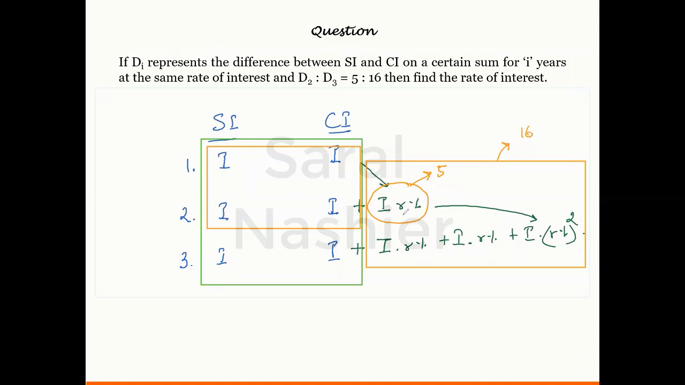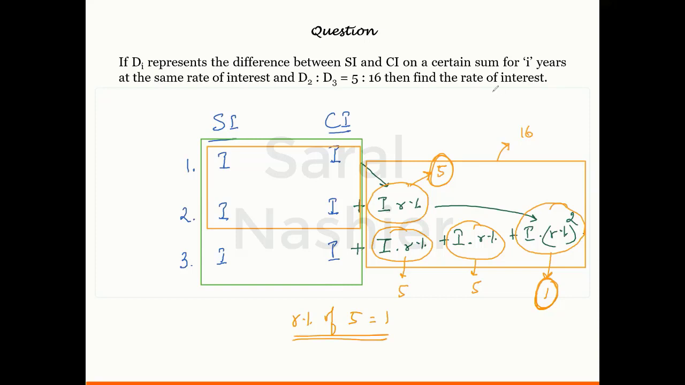But I into R% we have already decided as 5. That means this also is 5, and this also is 5. So 5 plus 5 plus 5 is 15. So this remaining figure must be equal to 1. Only then the total box will give you 16. So you get this value as 1. And this 1 is nothing but R% of this 5. So if R% of 5 is equal to 1, what is the rate percentage? You can easily calculate that from here, that 20% of 5 is equal to 1.